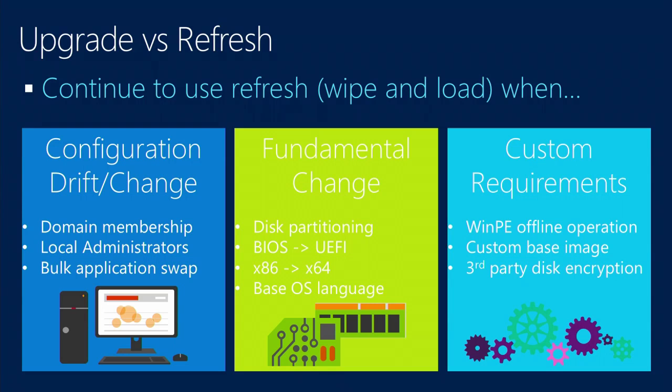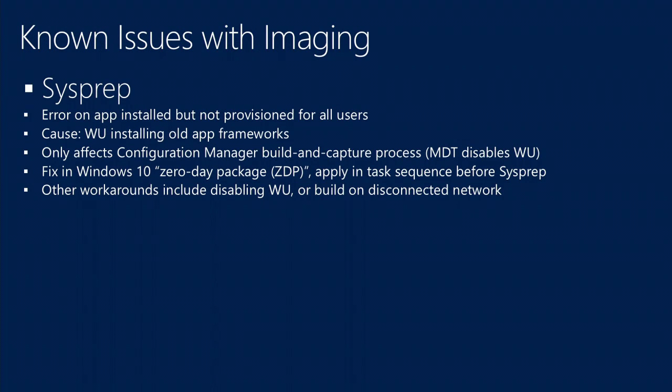Yeah. Other things, when you have, well, pretty much custom requirements there. You want to make use of a custom-based image, basically, and you want to deploy that rather than upgrading from a Windows 10 installer. Then that will work better in a wipe and load scenario. Okay. Plus, there are also known issues with images. If you decide to go for imaging, there are a few known issues out there.